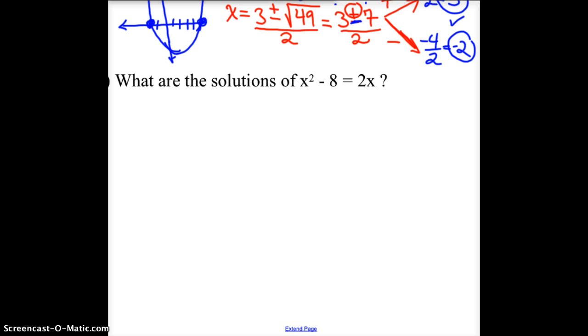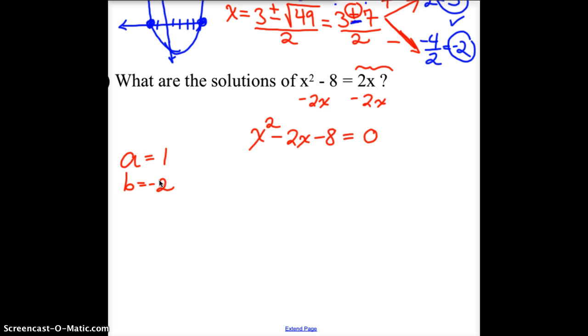Alright, so this will be the last one we're going to do. This is not in standard form. I need to have it equal to 0. So I need to subtract 2x, do the opposite of it, to get it equal to 0. On the left, to write it in standard form, I need to have ax squared, then my bx, then my c. Make sure they get in the right order so that you're not plucking those coefficients off incorrectly. Now it's equal to 0. Let's repeat the process we just did. For this one, a is equal to 1, b is equal to negative 2, c is equal to negative 8.